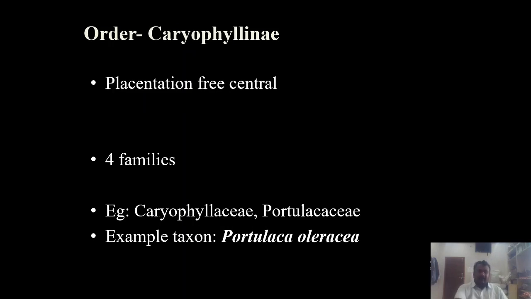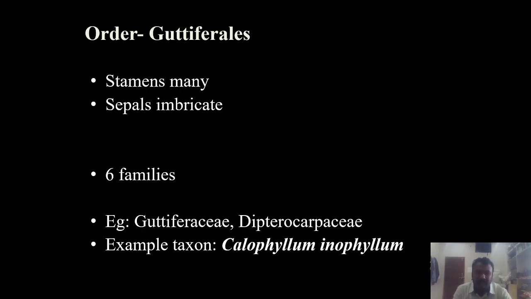Order Caryophyllinae. The main character here is that the placentation is free central. Free central placentation is the main character for identification of Caryophyllinae. 4 families were recognized in this order. One is Caryophyllaceae and one is Portulacaceae. Example for this, Portulaca oleracea, which is very common in our areas.